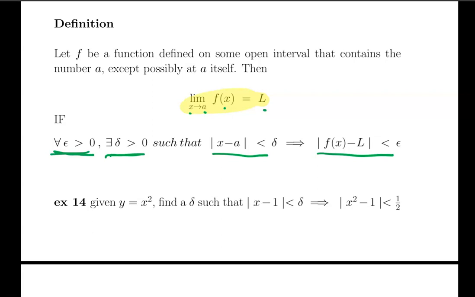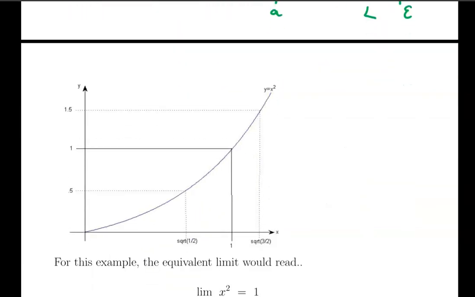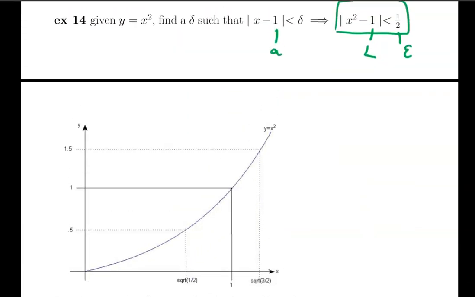Let's say we're given y equal x squared. I want to find a delta such that I'm in plus minus this 1/2, okay? So this is obviously our epsilon. If we look at the definition above, this is obviously our limit, L, okay? And as it turns out, this is also our a on the x-axis, okay? So setting up this picture, here's what we get. So we're saying here that our epsilon is 1/2.